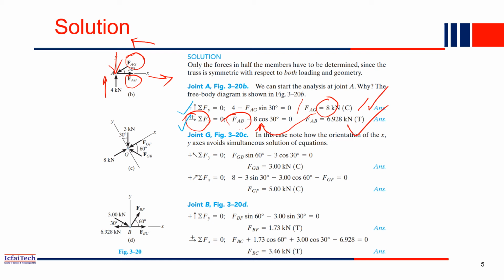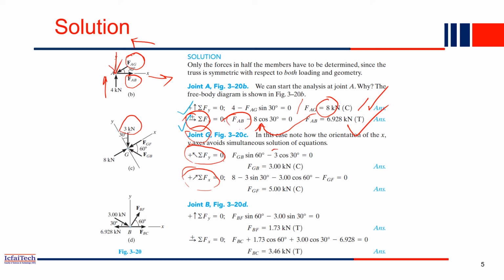Now we consider joint G. For joint G, this is our axis now, the inclined axes x and y. So we apply summation of all y equal to 0 and summation of all x equal to 0. First, summation of all y equal to 0. How many forces are acting? 3 kilonewton is acting inclined with the y-axis. So what will be the y component? That will be 3 cos 30 degree. That's what we have used.